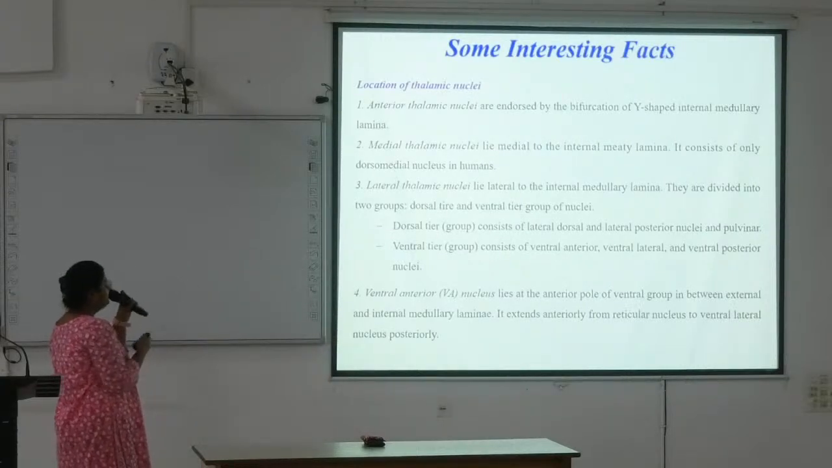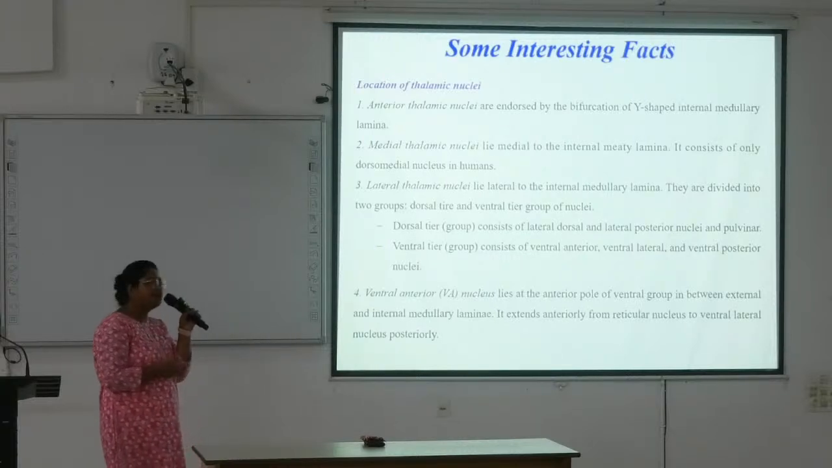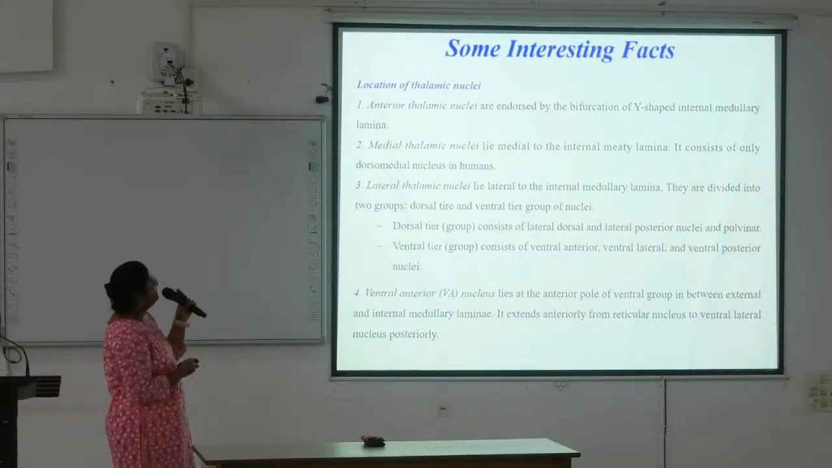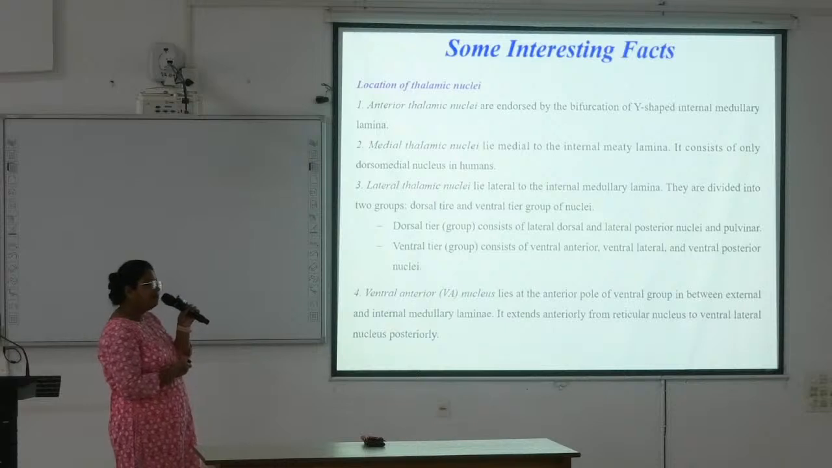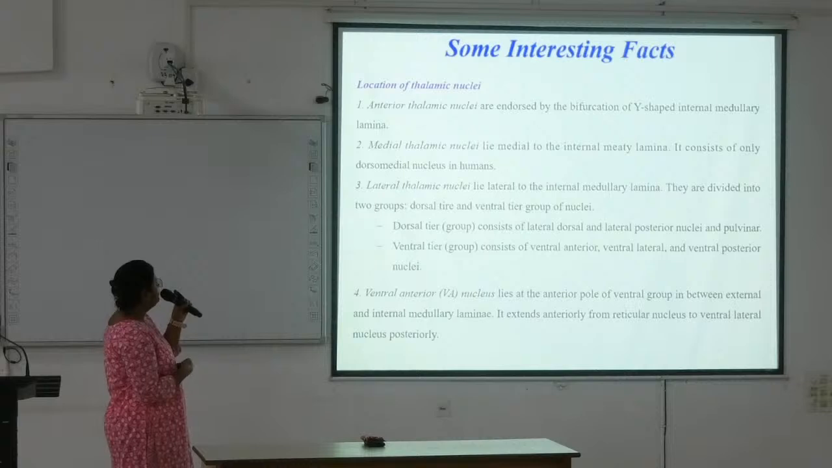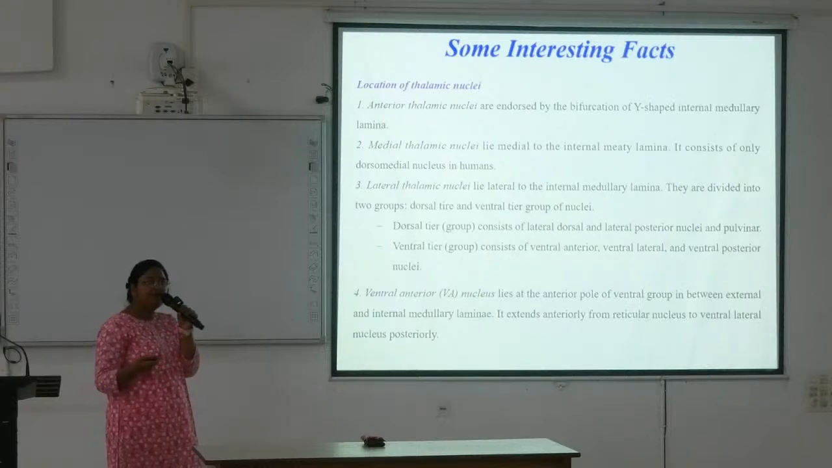Okay, so the location has been written. Anterior thalamic nuclei are enclosed by bifurcation of Y-shaped internal medullary lamina, in between the two limbs of the Y. Medial thalamic nuclei lie medial to the internal medullary lamina, and it consists only of dorsomedial nuclei in human. Lateral thalamic nuclei lie lateral to the internal medullary lamina, and they are divided into two groups: dorsal tier, ventral tier. Dorsal tier consists of lateral dorsal, lateral posterior, pulvinar. Ventral tier consists of ventral anterior, ventral lateral, ventral posterior. Ventral posterior again divided into VPL, VPM.